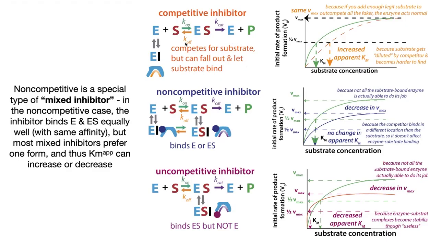So to summarize, competitive, you're competing for the substrate, but can fall out and let substrate bind. Non-competitive, you bind to E or ES, and uncompetitive, you bind to ES, but not E. With a competitive inhibitor, you reach the same Vmax, because if you add enough of the legit substrate to outcompete all the fakes, the enzymes act normal. But you have an increased apparent Km because substrate gets diluted by the competitor and becomes harder to find. But we can basically switch the scenario and compete out the inhibitor to make the inhibitor harder to find.